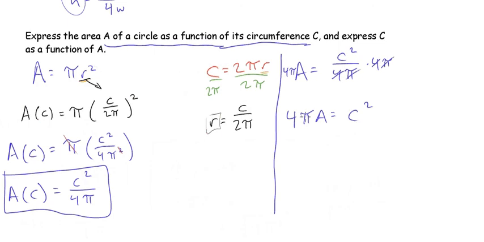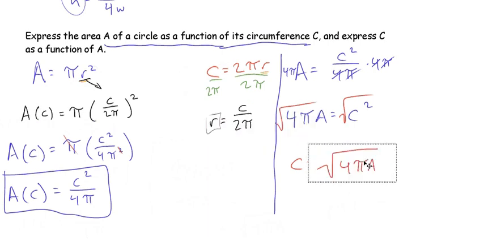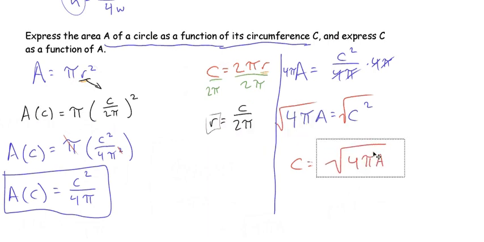Now to get C by itself, we're going to take the square root of both sides. And that would give us C is equal to plus or minus the square root of 4 pi area. Except in the context of the question, we're talking about circumference and area, and we really can't have a negative circumference or a negative area. So that negative we don't need to be concerned with. We can get rid of the plus or minus and just realize that we're only talking about the positive square root, the primary square root.